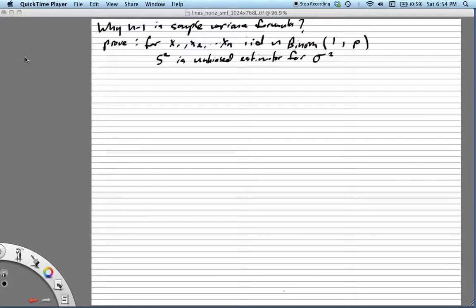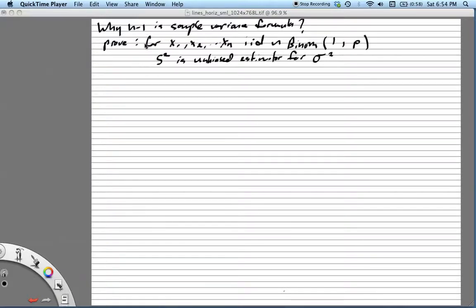Hello there. In this video we're going to show why in the formula for the sample variance you divide by n minus 1 instead of n. So the sample variance can be thought of as almost the average of the sum of squared distances of your data points from the sample mean. And the question is, it's almost the average because you divide by n minus 1, why n minus 1?